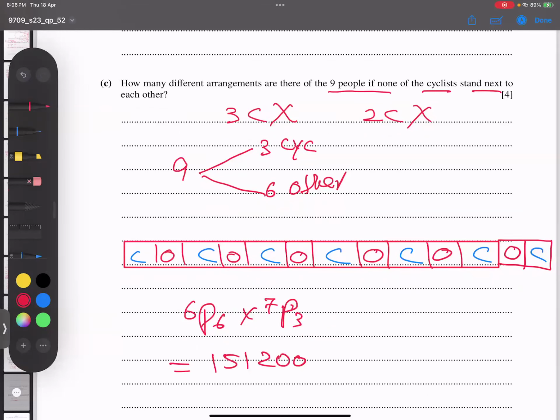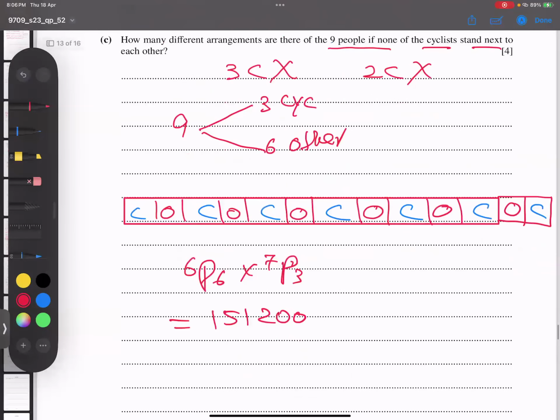Otherwise, we have a long way, but it will take a lot of time. I hope this is enough, and the paper is completely over.